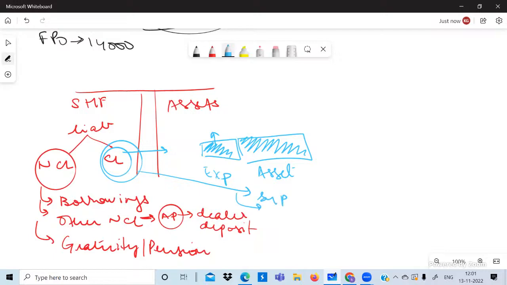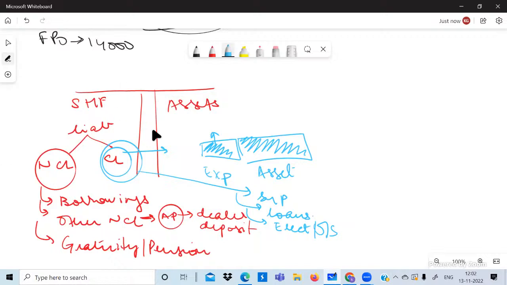Then let's say you've taken short-term loans. So all that will come here. Then maybe you have some amount payable. So let's say electricity bill payable, taxes payable. So all of that, electricity outstanding, tax outstanding, dividend outstanding. So anything which is outstanding and you are supposed to make a payment for in the next 1 year, that will be a part of current liability.